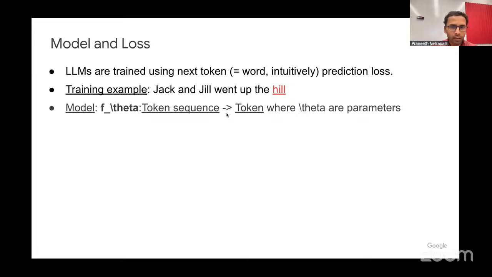Was there a question? No. Okay. So we want to take a token sequence and then output a token. And here theta are the parameters of the model.